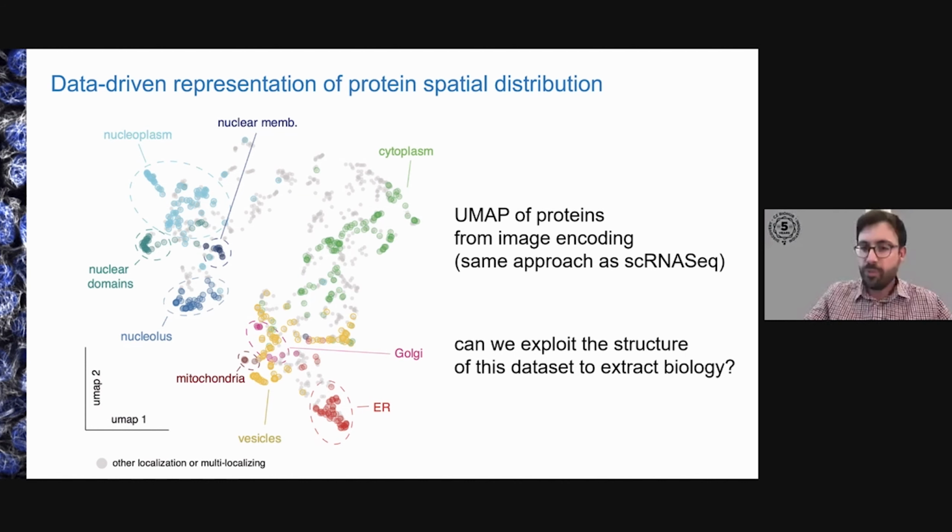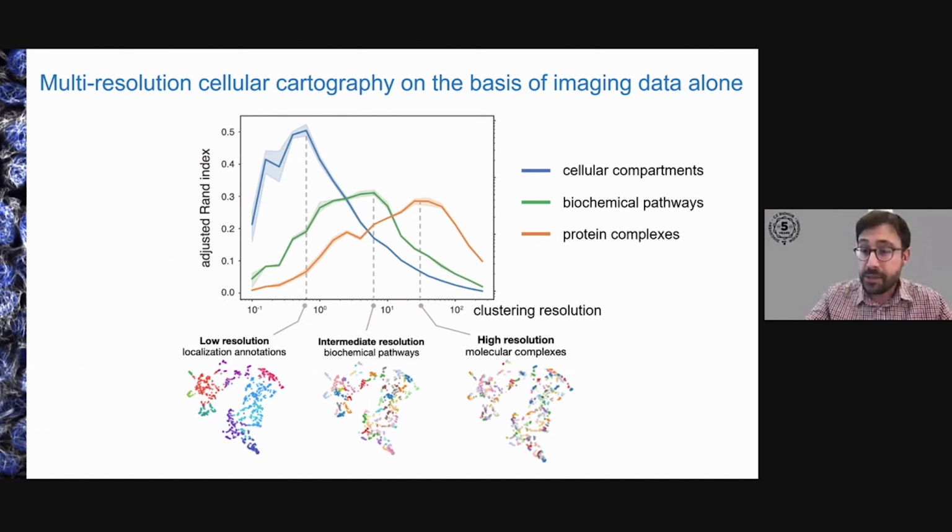But as you can also appreciate, there's also a lot of fine-grained structure, a lot of small clusters in this map. And that led us to ask how much we could exploit the structure of this data set to extract specific biology. And in other words, how much of the known organization of the human cell could we recapitulate just by doing image analysis? And to our surprise, the answer was actually quite a bit. So what I'm showing you here is the result of an unsupervised clustering of our data.